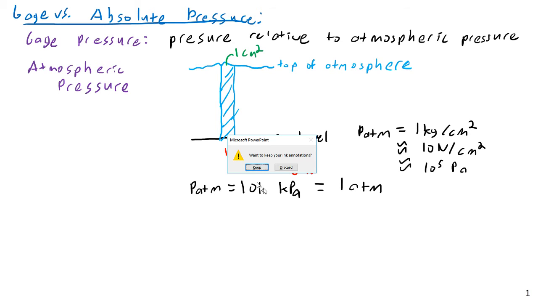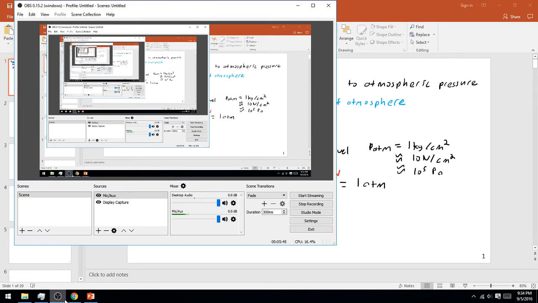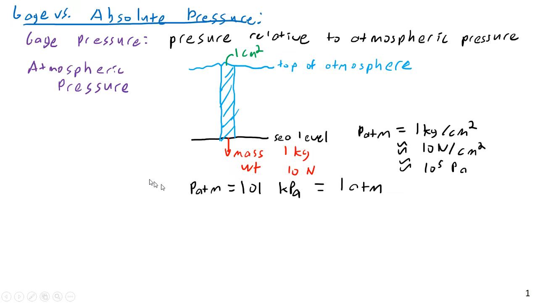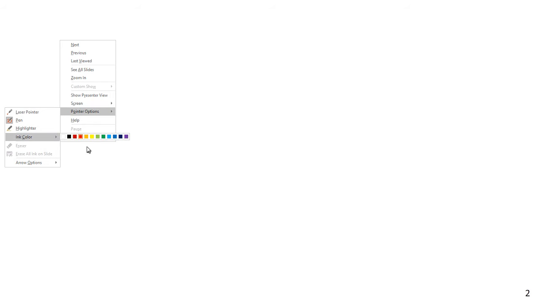So let's talk about some implications of this. In the next few slides, I'm just going to discuss some of the implications of atmospheric and gauge pressure.